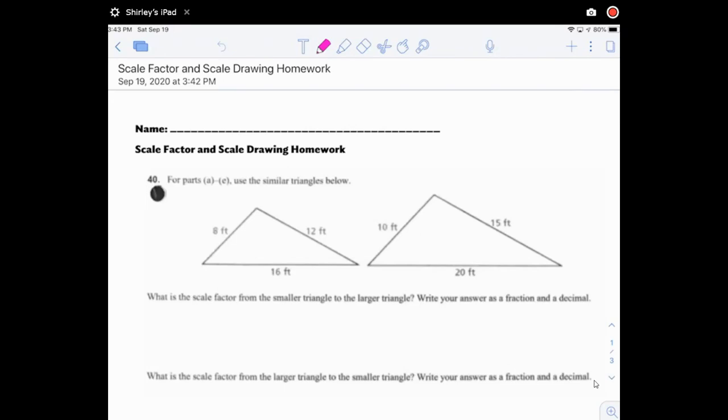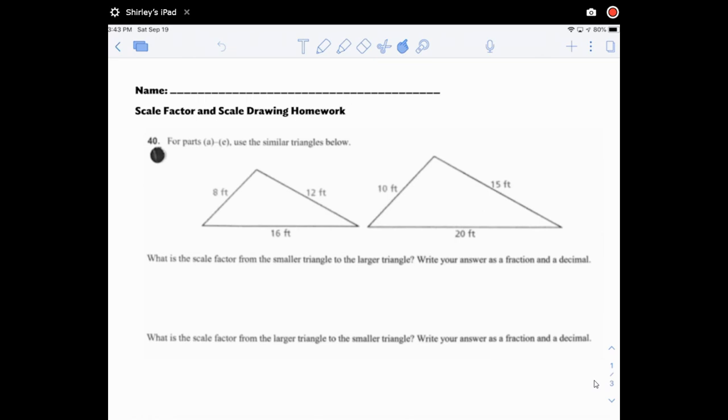All right, I'm going to go over the first problem here. It reads, for parts A through C, use the similar triangles below. Similar triangles just mean two triangles that are scaled copies. It's just different language, but it's the same thing that we've been talking about. So this first problem is going to be a review of what we have done with scaled figures.